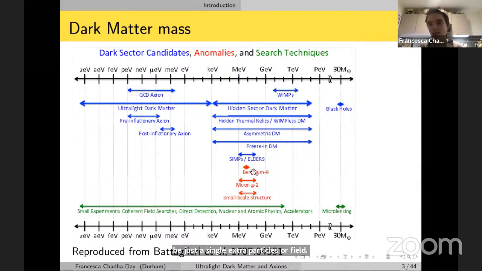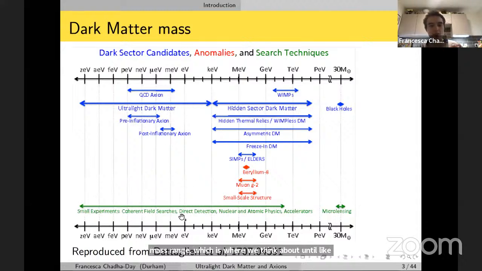And we have so little knowledge about what dark matter is that we don't even know what its mass is, from all the way down to these very, very light 10 to the minus 12 electron volt masses, up to 30 solar masses if we think dark matter is small black holes. So we need to look in this huge range of masses. I'm going to be thinking about this region, the sub-keV mass range, which is where we think ultralight dark matter lives.